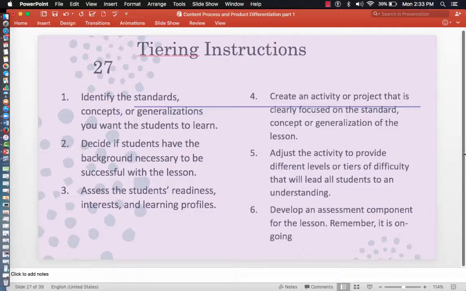And then you're also going to have to remember to develop an assessment component that is tiered as well.